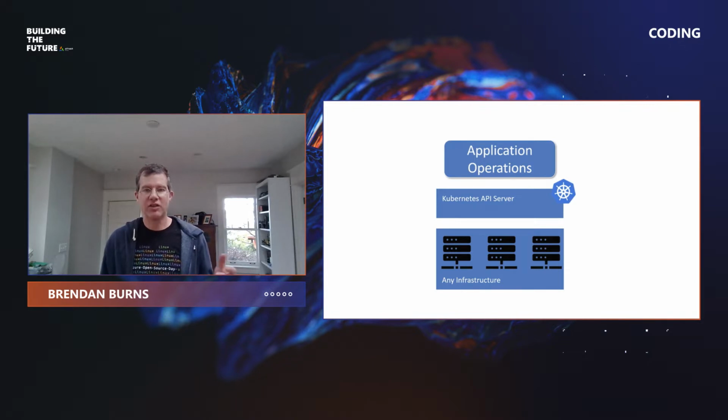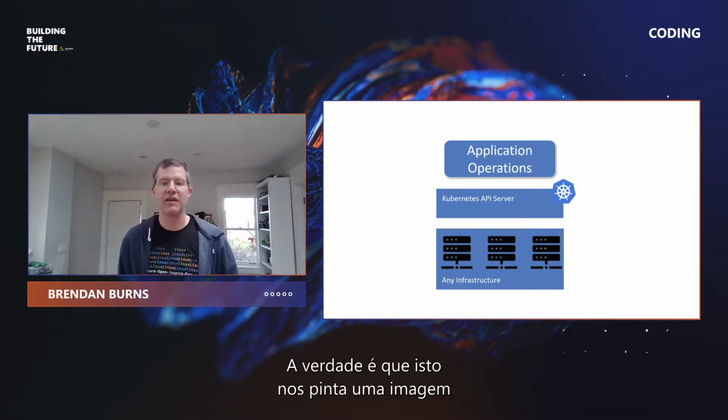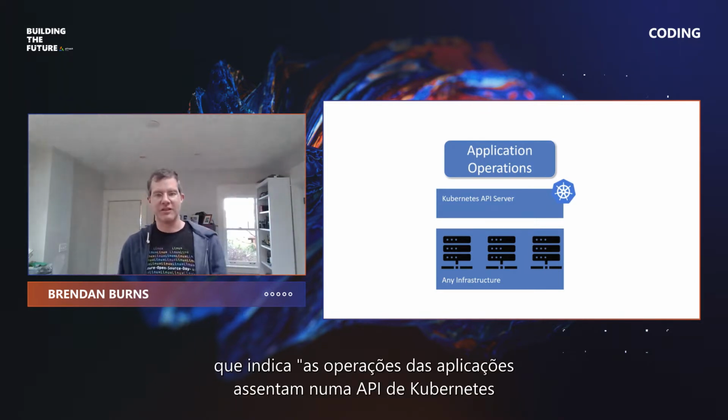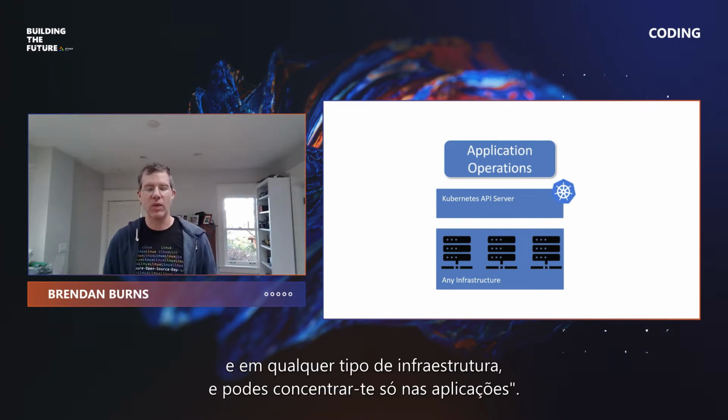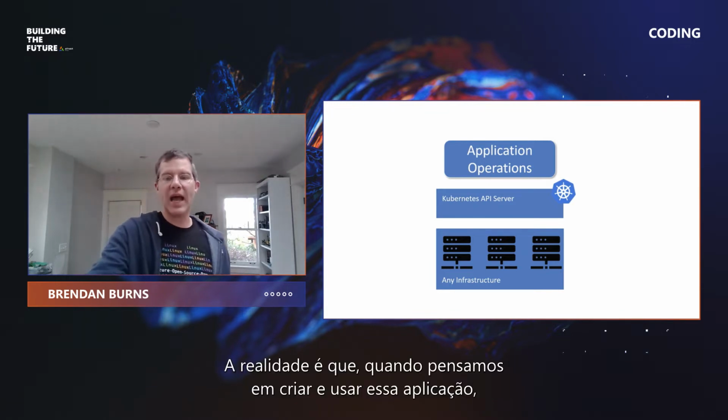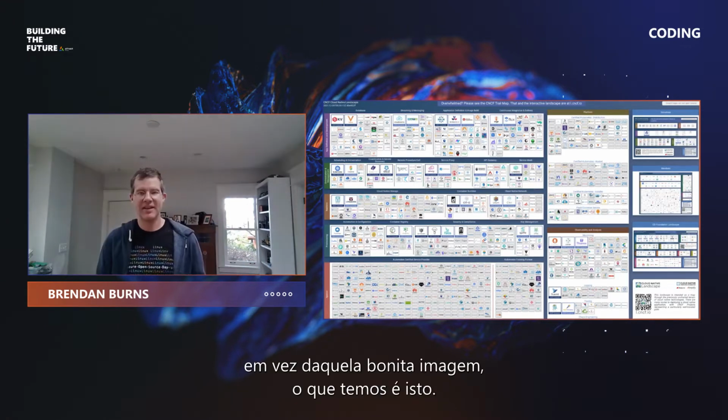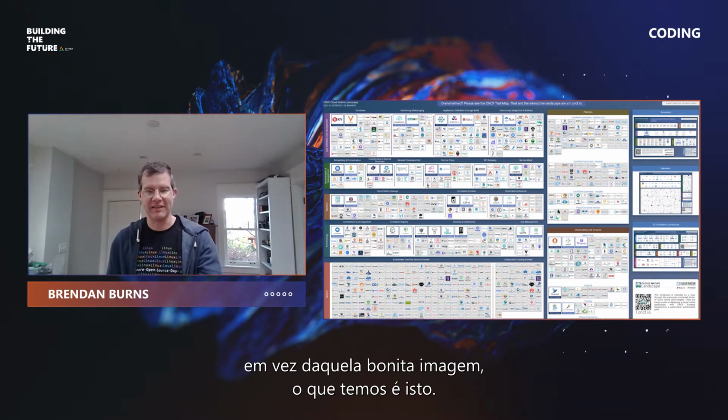But the truth is, this is kind of portraying a view which says application operation sits on top of a Kubernetes API and any infrastructure anywhere, and really allows you to focus solely on your application. The reality of the situation is that when we talk about building and operating that application, instead of that pretty picture that we had, the picture that we have looks like this.